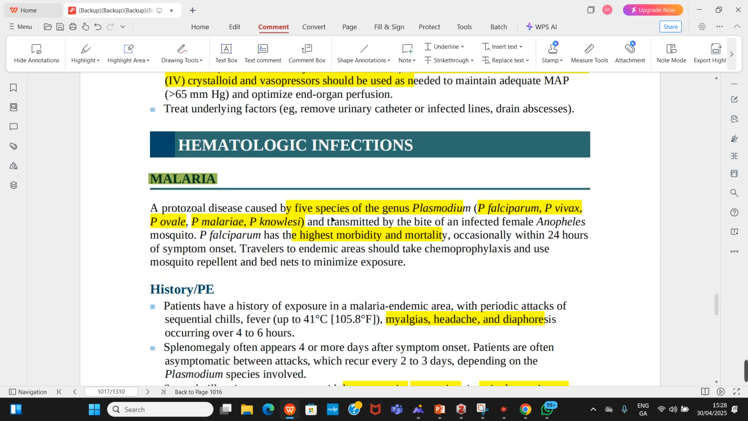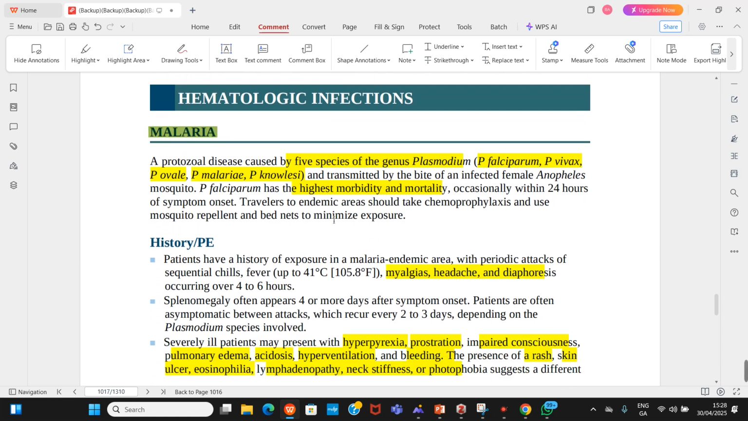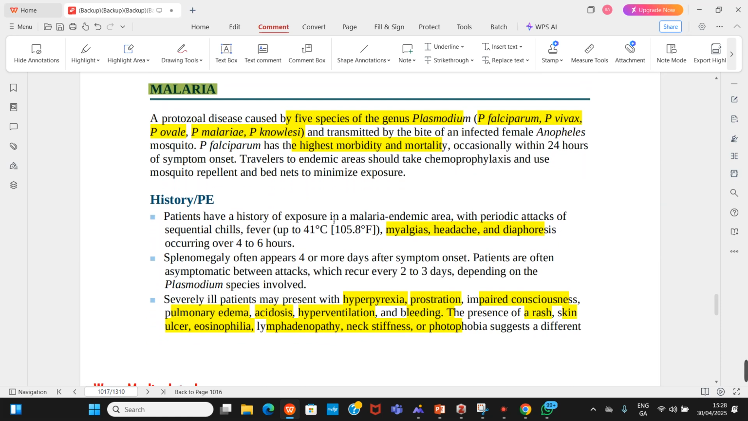So, hematologic infection. We are starting with malaria. Malaria is what everybody knows. 5 species: Plasmodium falciparum, vivax, ovale, malariae, knowlesi. The brutal one, the bad malaria, is caused by Plasmodium falciparum. Falciparum causes malaria that has the highest morbidity and mortality. Usually within 24 hours, you see them having the fever, sweating, malaise, they cannot eat, they cannot sleep, and all those things.